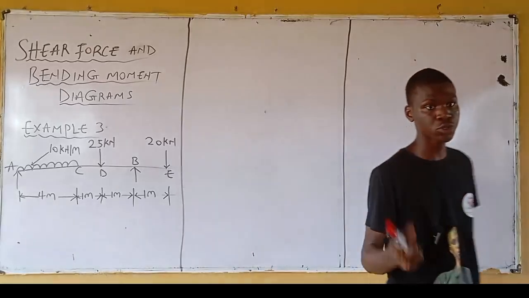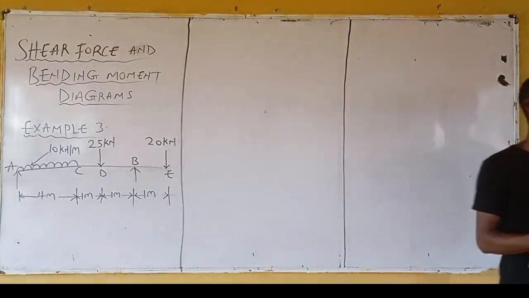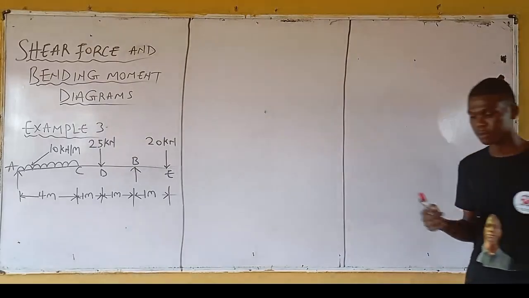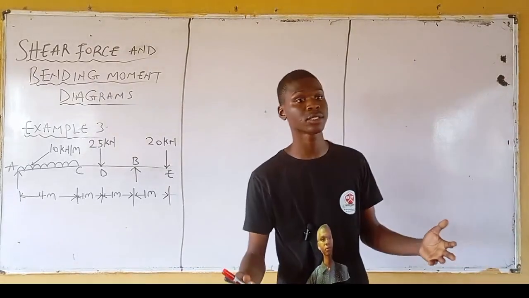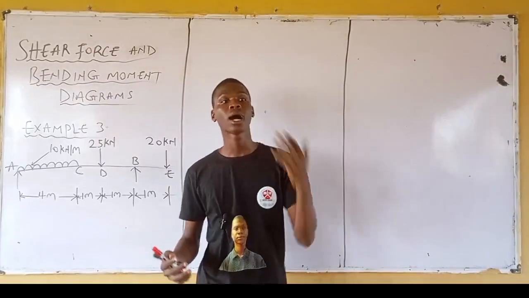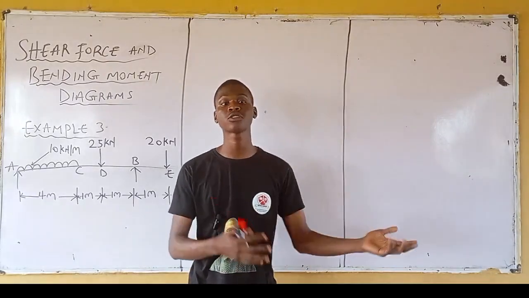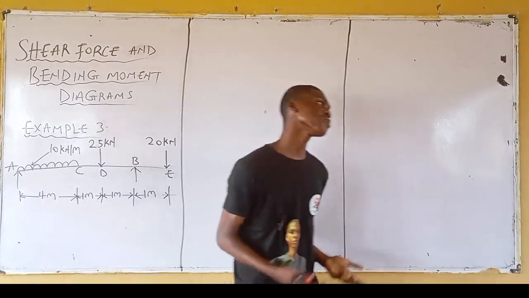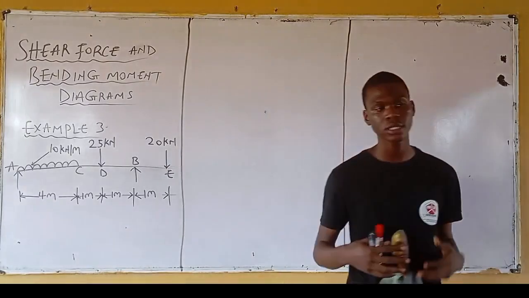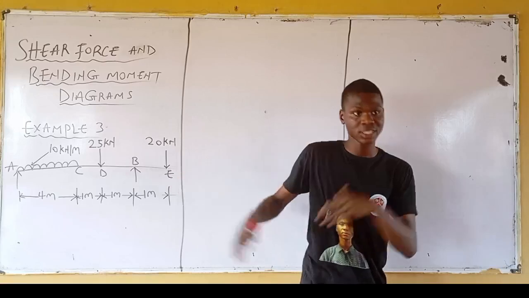Continuation from where we stopped. We said when it comes to shear force and bending moment diagram, we are doing strength of material, right? We look at the definition of strength of material. What does strength of material mean? Just like the name implies, strength of material.